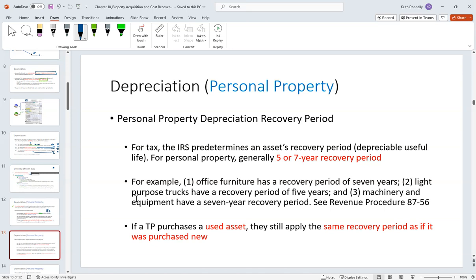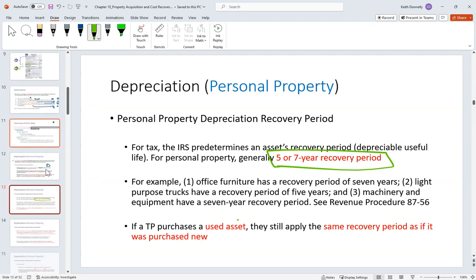The next thing for personal property used in a business, right? The recovery period is generally 5 or 7 years. That would be given to you on the exam, and that applies to used assets as well, right? So, hey, a truck, you would think 7-year property. If you buy a used truck, it's also 7-year property, okay?